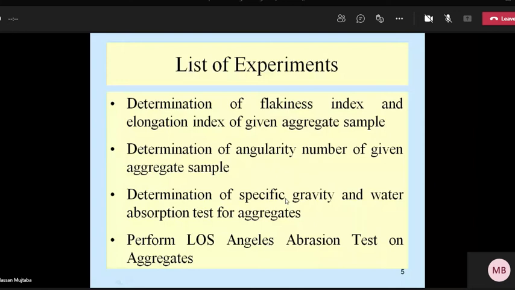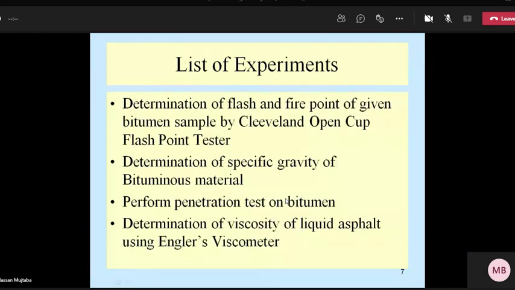So any concerns regarding the experiments for aggregates? So these are the six experiments for the aggregates. Any confusion? Yes, any confusion? No, sir. So, next comes the experiments for the bitumen.